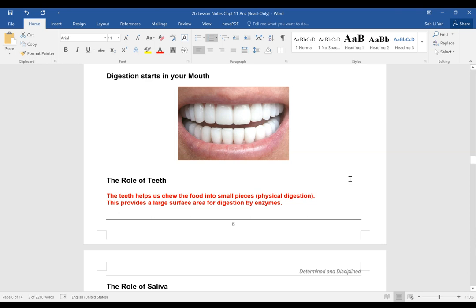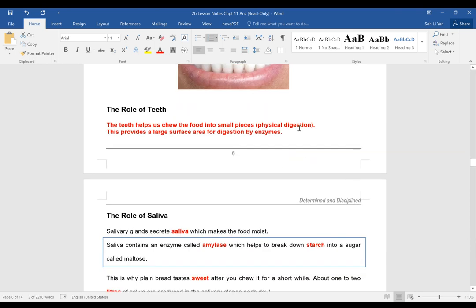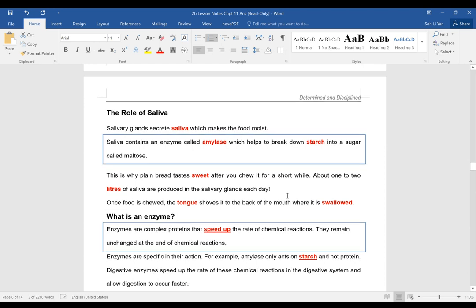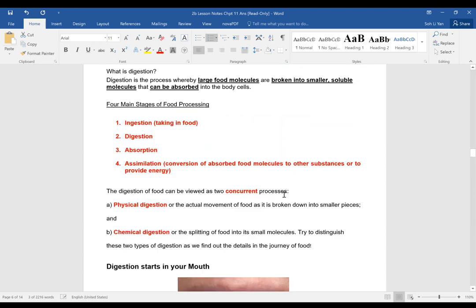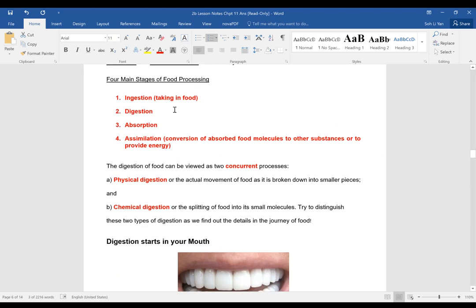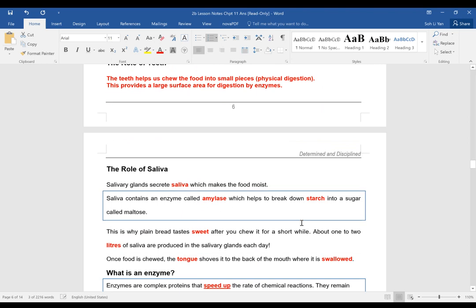In the mouth, we have physical digestion, which is chewing the food into smaller pieces, followed by chemical digestion, which is the amylase that helps to digest starch into sugar called maltose. I just want to refer you back to the previous page. Remember we're talking about digestion. There are two concurrent processes. One is physical digestion. Another is chemical digestion, somewhat similar to chemical reaction.